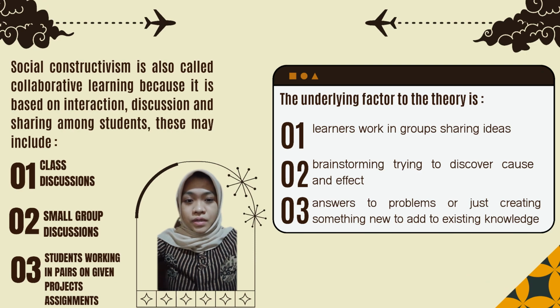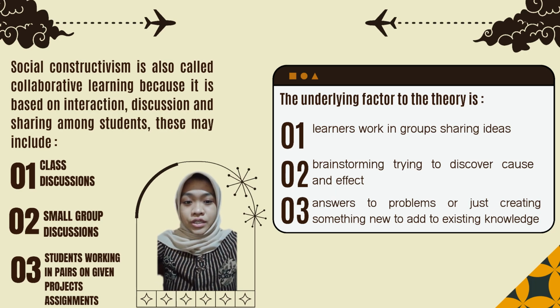Social constructivism is also called collaborative learning because it is based on interaction, discussion, and sharing among students. This teaching strategy allows for a range of grouping and iterative methods. This may include class discussions, small group discussions, and students working in pairs on given project assignments.